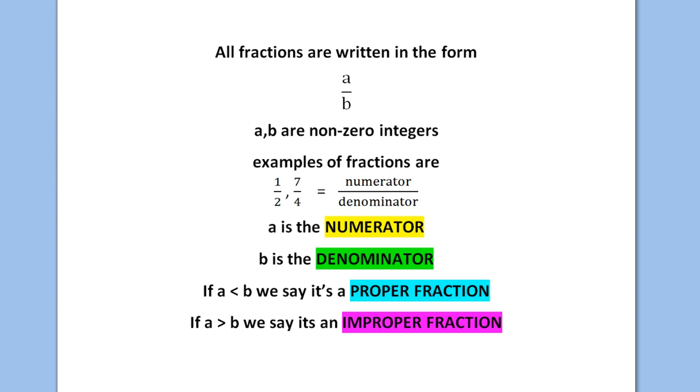If a is less than b, we say it's a proper fraction. Example, 1/2, because 1 is less than 2. If a is greater than b, we say it's an improper fraction. Example, 7 over 4, because 7 is greater than 4. So for a proper fraction, the actual fraction value will be less than 1. And for an improper fraction, the fraction value will be greater than 1.